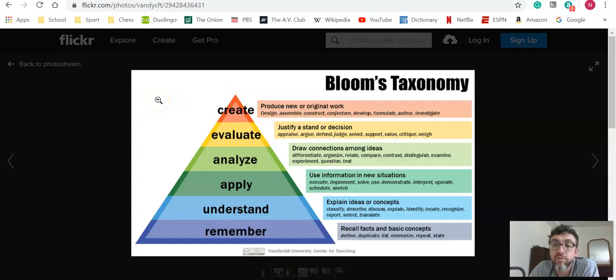bring an idea to the table, students to take ownership of their learning instead of getting a project from a teacher, designing the project themselves in a way that shows this progression from remember to evaluate. And then the individual creation.